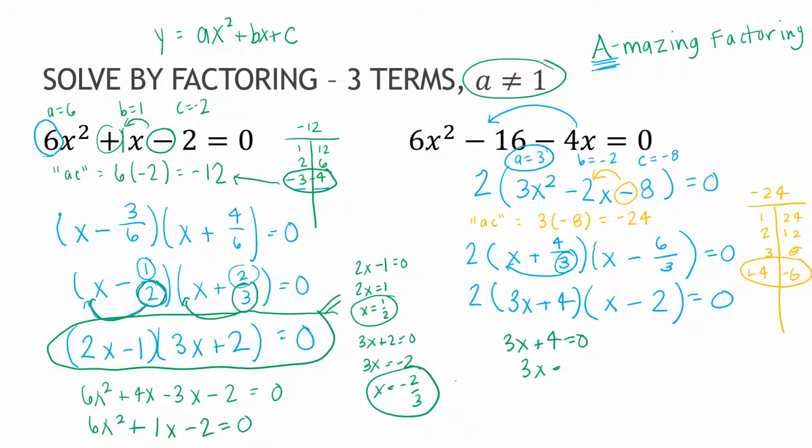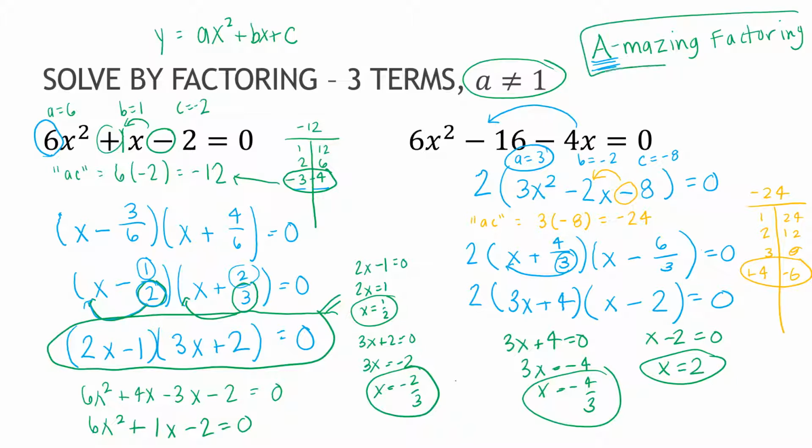Again, these should all be equal to 0, and then I would say 3x plus 4 equals 0, so 3x is -4, x is -4/3, so that's one solution. x minus 2 equals 0, x is 2, that's my other solution. So that is how we solve by factoring using the amazing factoring method. Now keep in mind that Alex, your program that you use in this course, will probably explain it in another way, and if that way makes more sense to you, I'm perfectly fine with you using it.